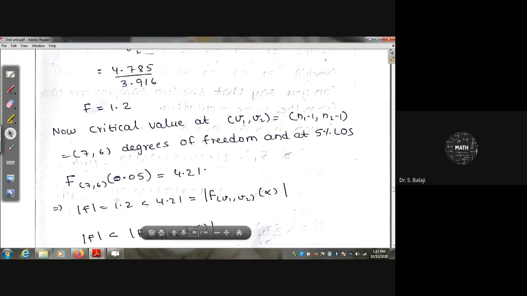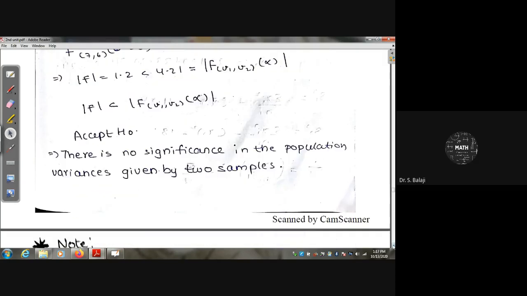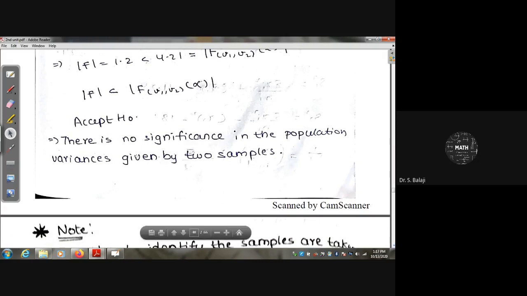The calculated value is 1.2, which is less than 4.21. Modulus F less than modulus F V1 V2 of alpha. Therefore, accept H0. Accept H0 means there is no significant difference between the population variances given by two samples.